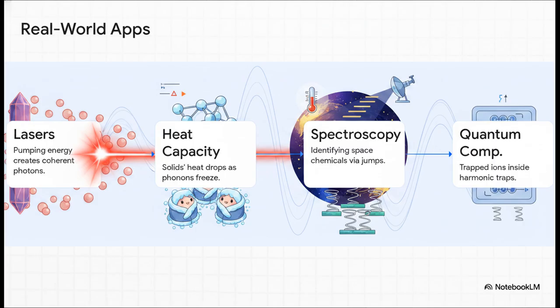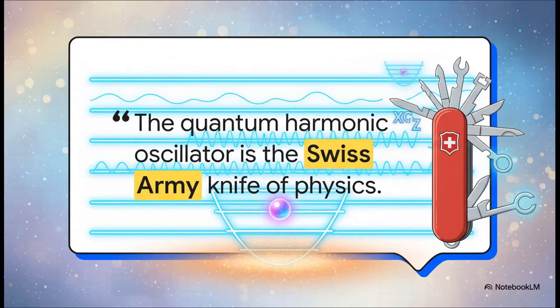All of this, from exploring deep space to building quantum computers, it all comes from the bouncing spring model. You know, there's a famous saying, the quantum harmonic oscillator is the Swiss Army knife of physics. If you understand this system, you understand half of quantum mechanics. And it is so true. Mastering the concept of those evenly spaced energy levels, the quantum wave functions, and the bizarre reality of zero-point energy, that really is the key that unlocks the entire quantum universe.